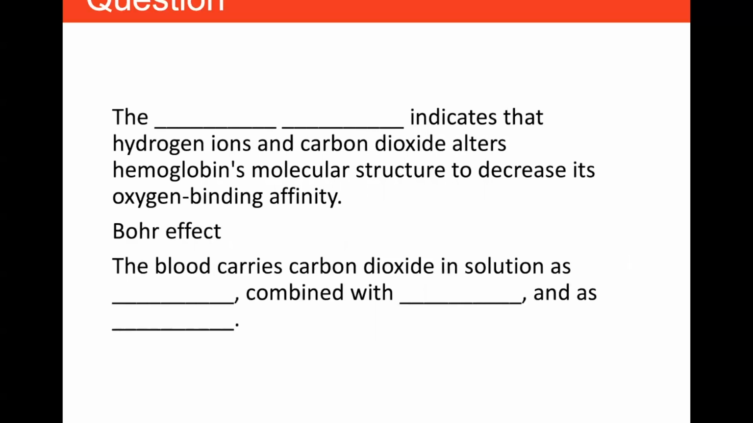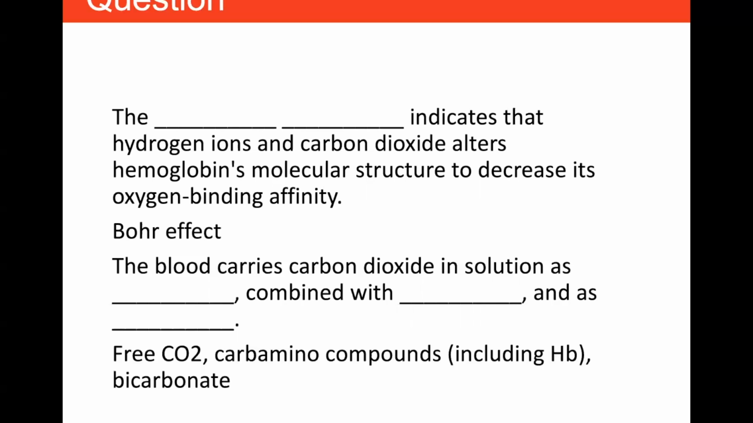All right, blood carries carbon dioxide in solution as what, combined with what, and as what? So what are the three ways carbon dioxide is carried in the blood? And hopefully you guys know this by now. This is just free carbon dioxide, carbamino compounds, which do include a little bit of hemoglobin. That's maybe surprising. And then as bicarbonate.